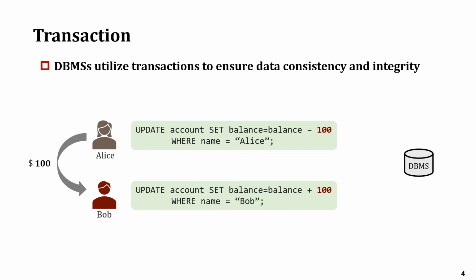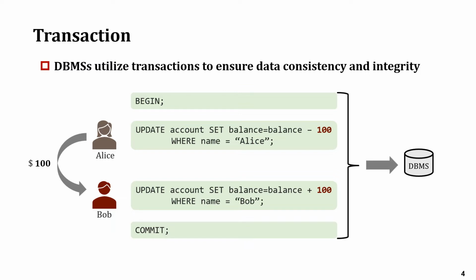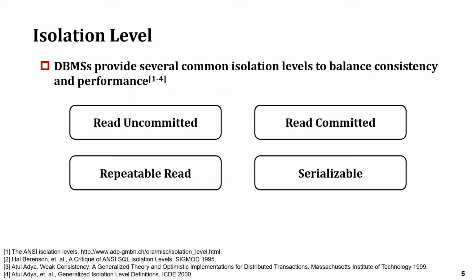DBMS utilize transactions to ensure data consistency and integrity. With structured query language, a transaction is started by a start statement, such as the begin statement, and finally the transaction is committed by the commit statement to ensure that the two manipulation statements are executed as a whole. DBMS provide several common isolation levels to balance consistency and performance, such as read uncommitted, read committed, repeatable read, and serializable in MySQL.